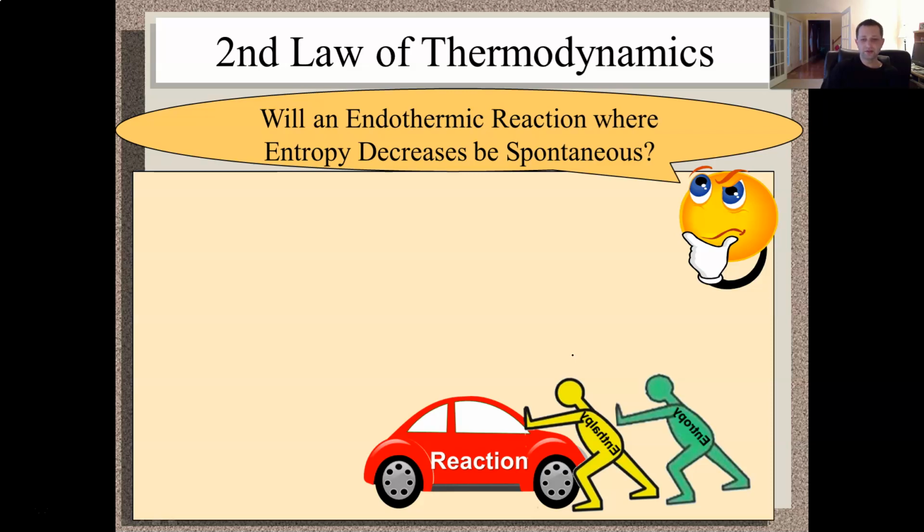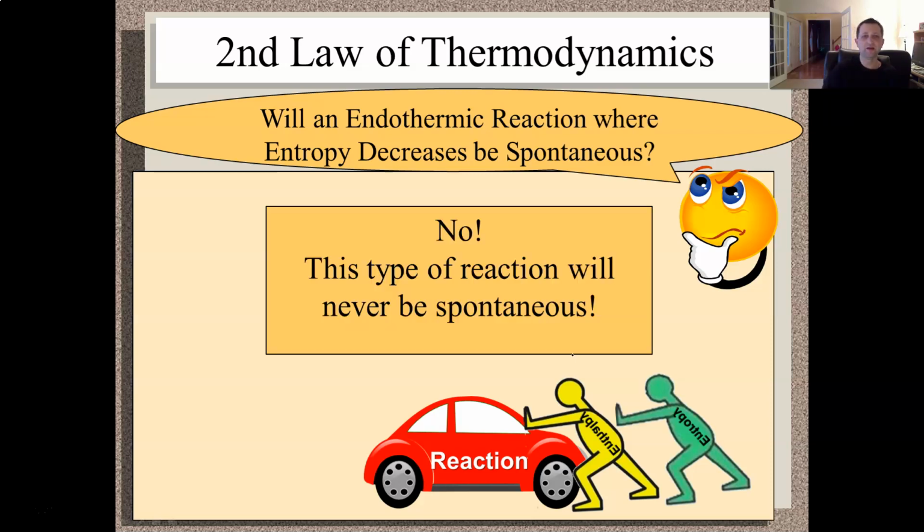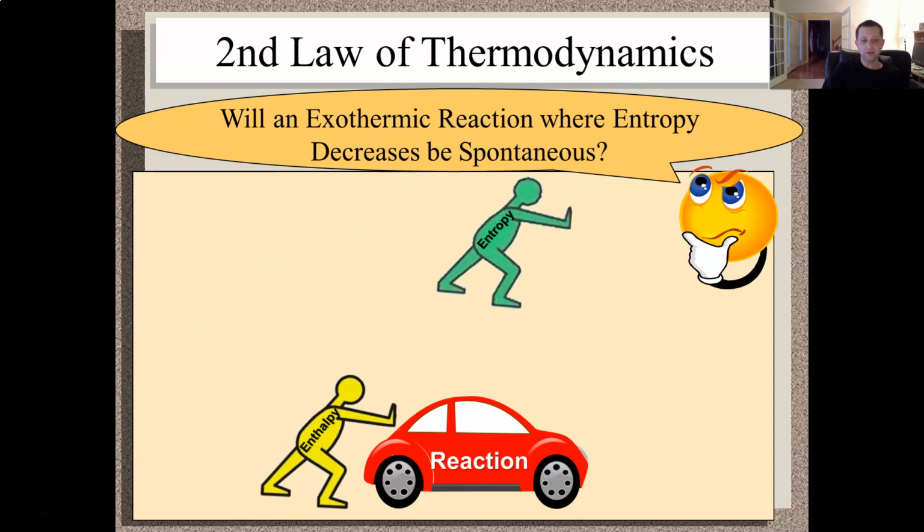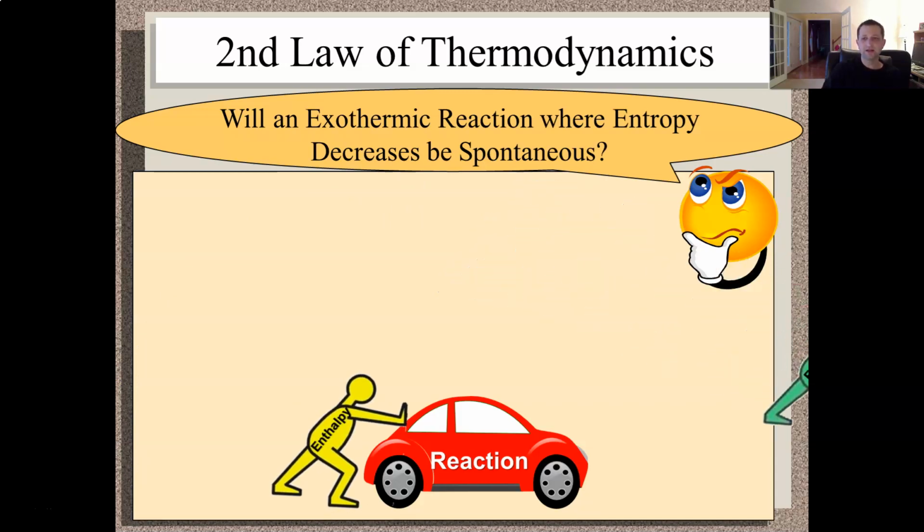So there's no way to push this reaction forward in a spontaneous manner, right? So this type of reaction will never be spontaneous. So if you have an endothermic reaction and a decrease in disorder or a decrease in entropy, that reaction will never be spontaneous. A couple other scenarios here. We have an exothermic reaction where entropy decreases. Let's see what happens here. Exothermic is favorable. That's going to push our reaction forward. But a decrease in entropy is not favorable.